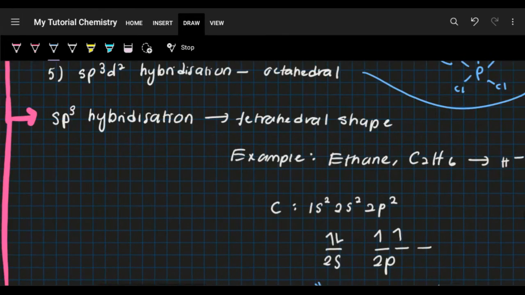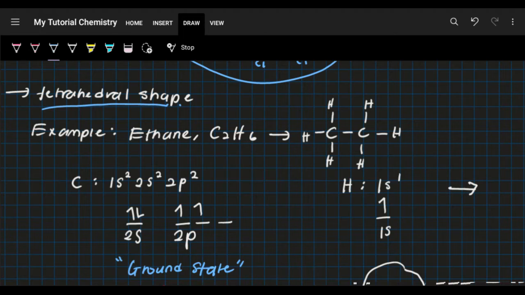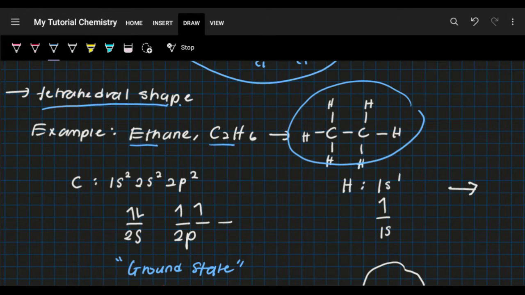Now, the formation of sp3 hybridization. So the central atom has a tetrahedral shape. Example, here I am choosing ethane, C2H6, and this is the structural formula. Let's say the left carbon is the central atom. This is the central atom. It has 1, 2, 3, 4 electron domains. Remember that this shape refers to the basic shape, not the molecular geometry shape.